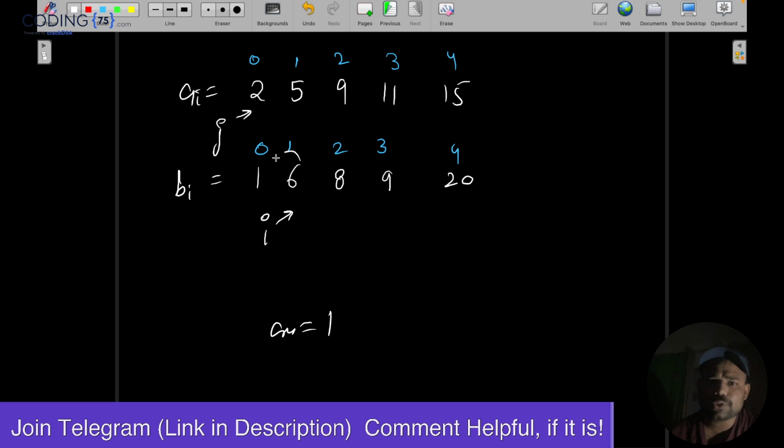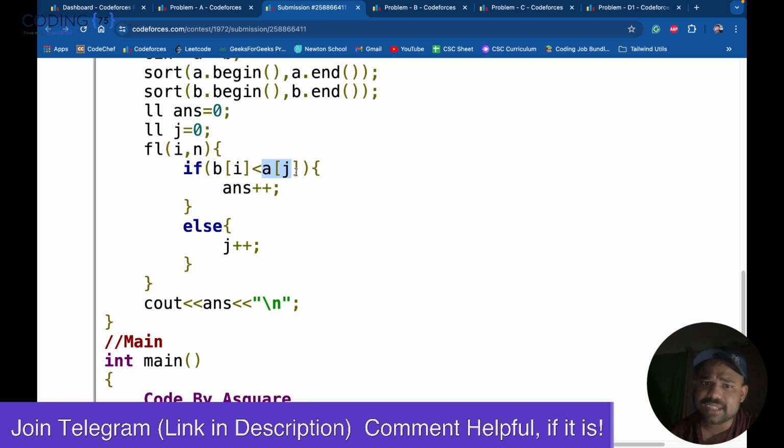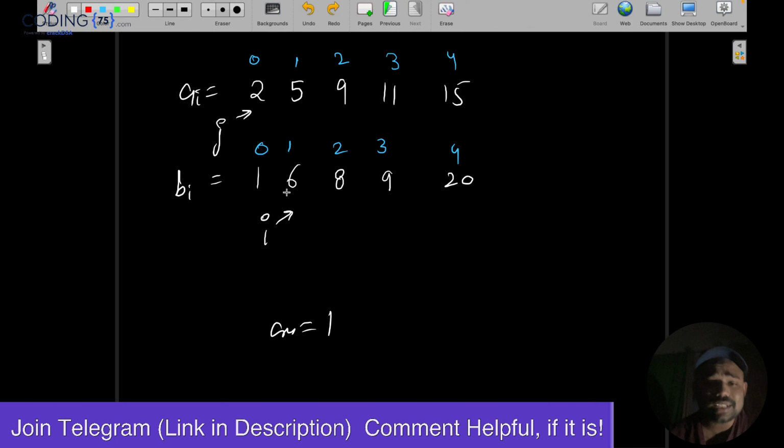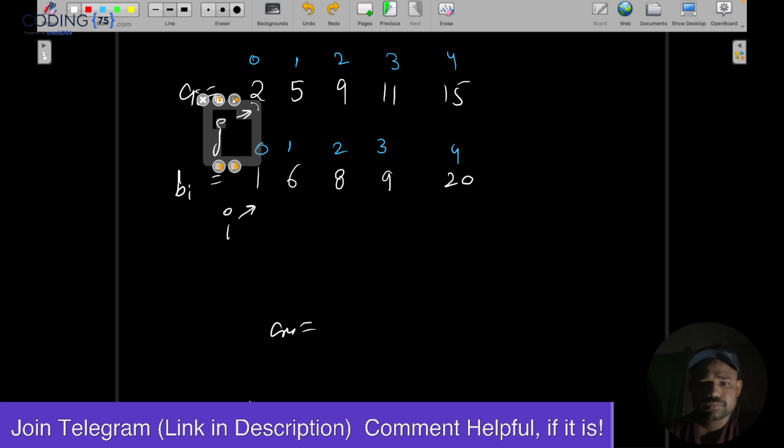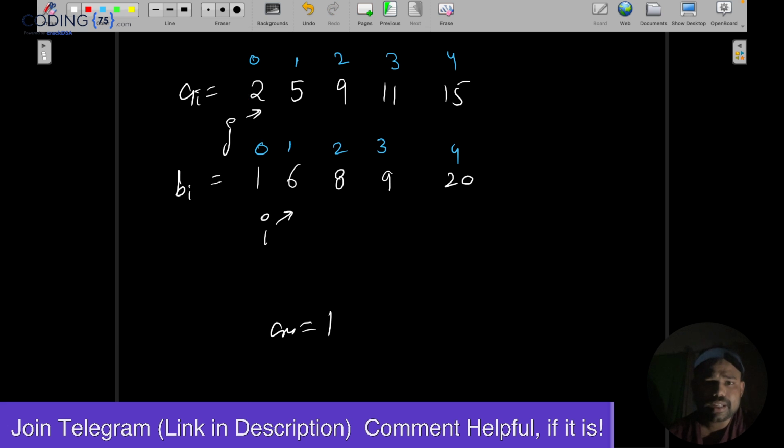Now for this 6, you can see that this is smaller. So whenever ai will be smaller or maybe equal also. So when ai is greater, we are increasing answer. When ai is less than or equal to this i, we will actually increase j. Increase j means we got one number that is actually less than or equal to 6. We got one problem. Okay? Now j increase. Now again i increase.